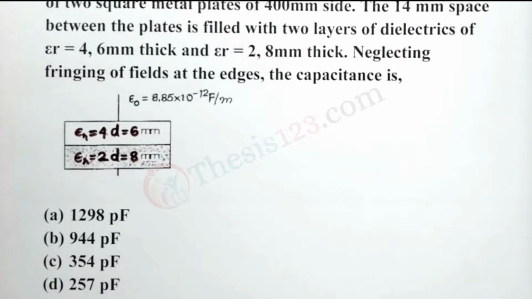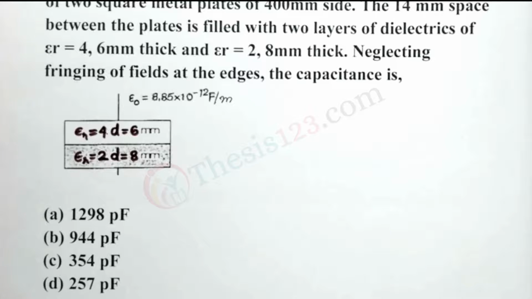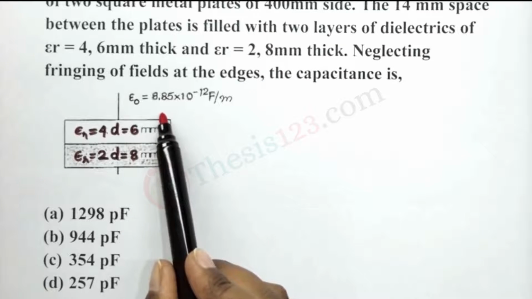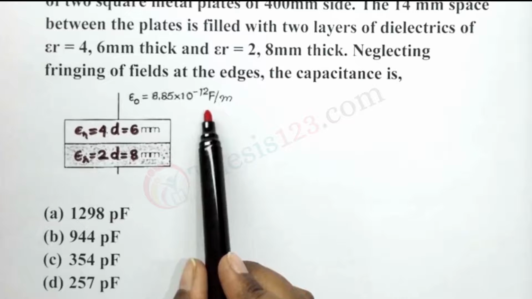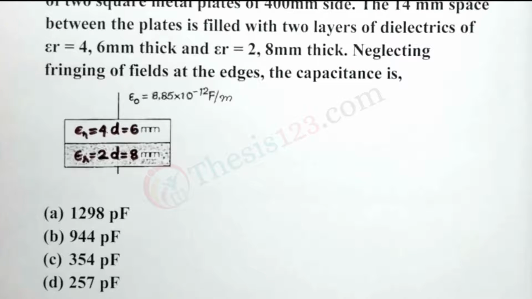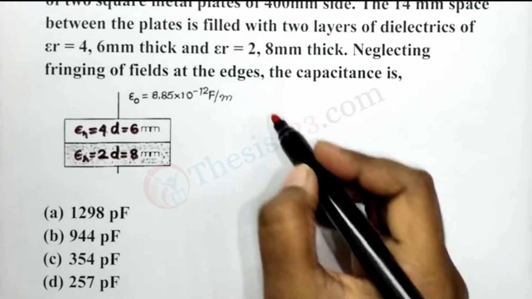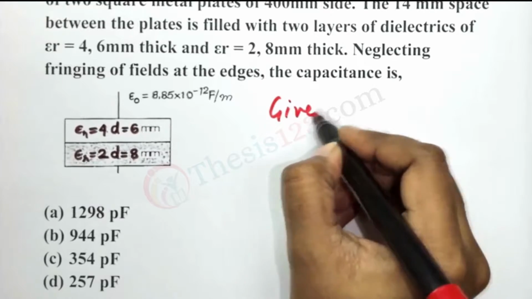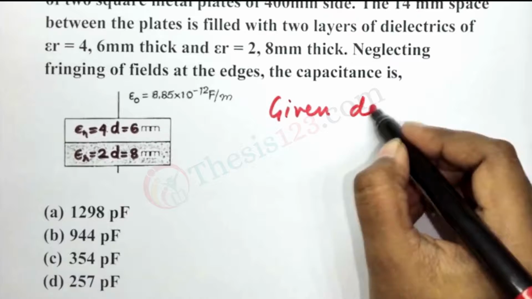In the figure you will notice that we have two plates, and epsilon r and the thickness have been given. Here the epsilon naught value is 8.85 into 10 power minus 12. So let's first write down all the information given to us. Here we have the given data.